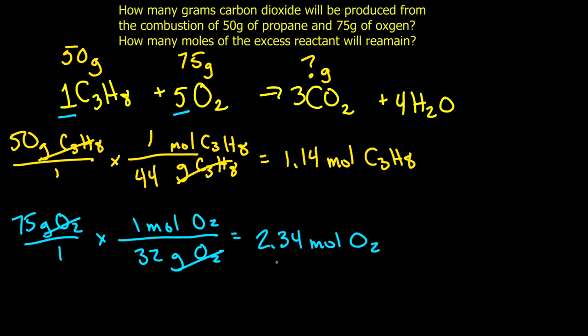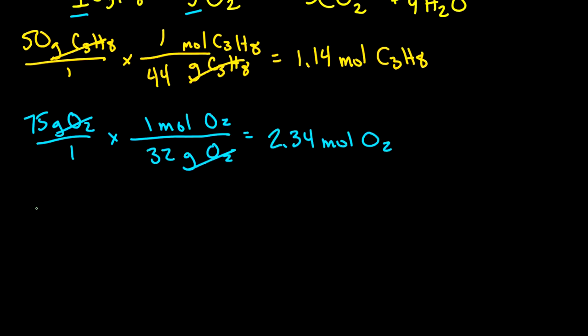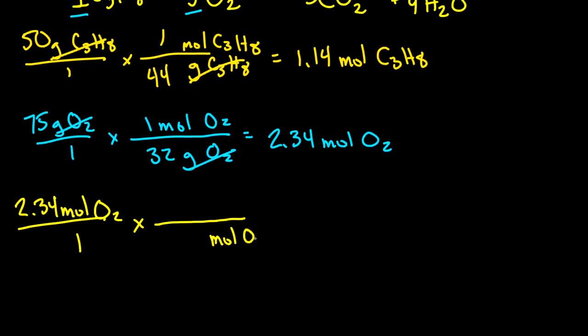So let's figure out the limiting reactant. I need to know how much propane I need to fully react 2.34 moles of oxygen. Let's set that analysis up. So I got 2.34 moles of oxygen, and I'm trying to figure out how much propane I need. So if I got oxygen and I want to change to propane, I set up my dimensional analysis. Moles of O2 is on bottom, moles of propane on top.